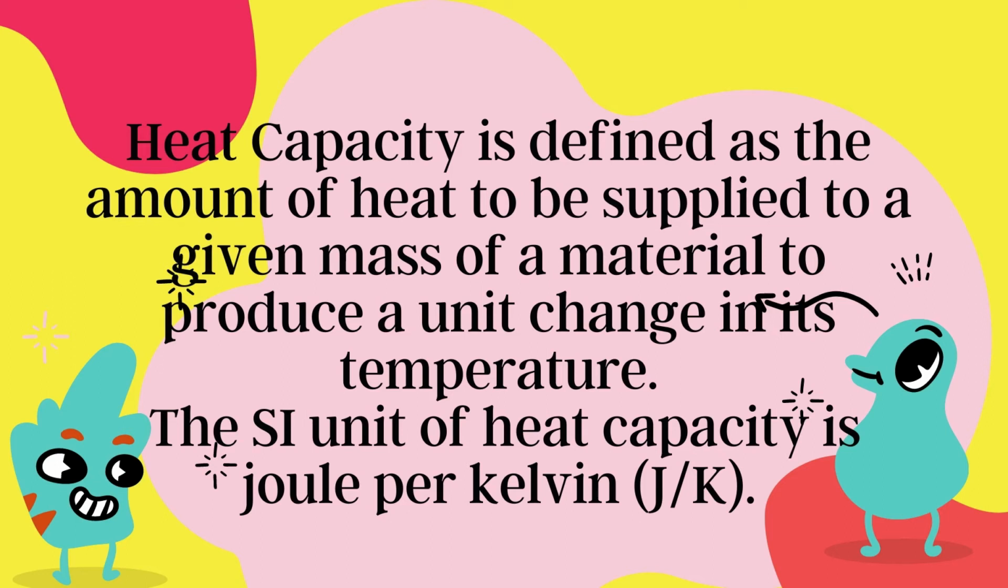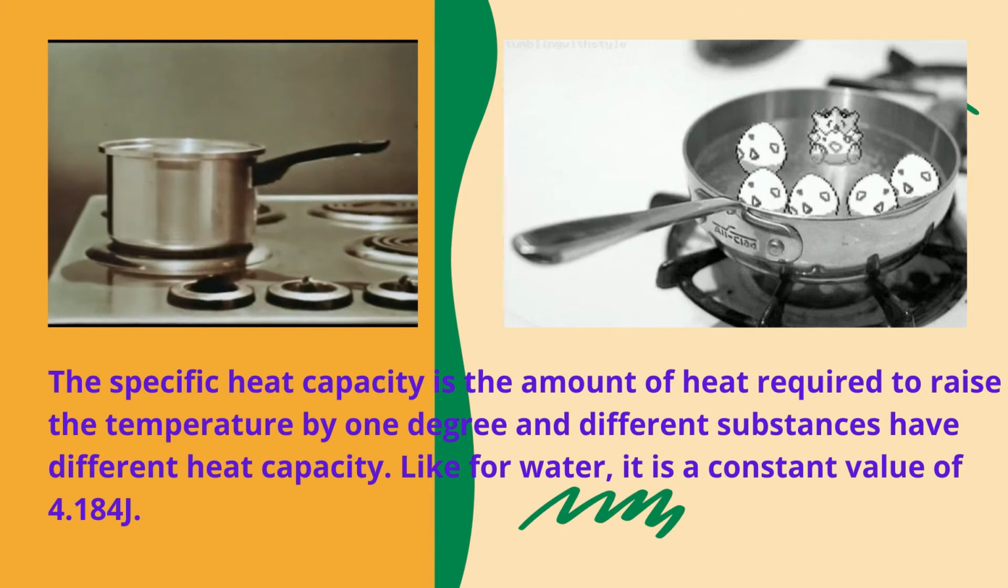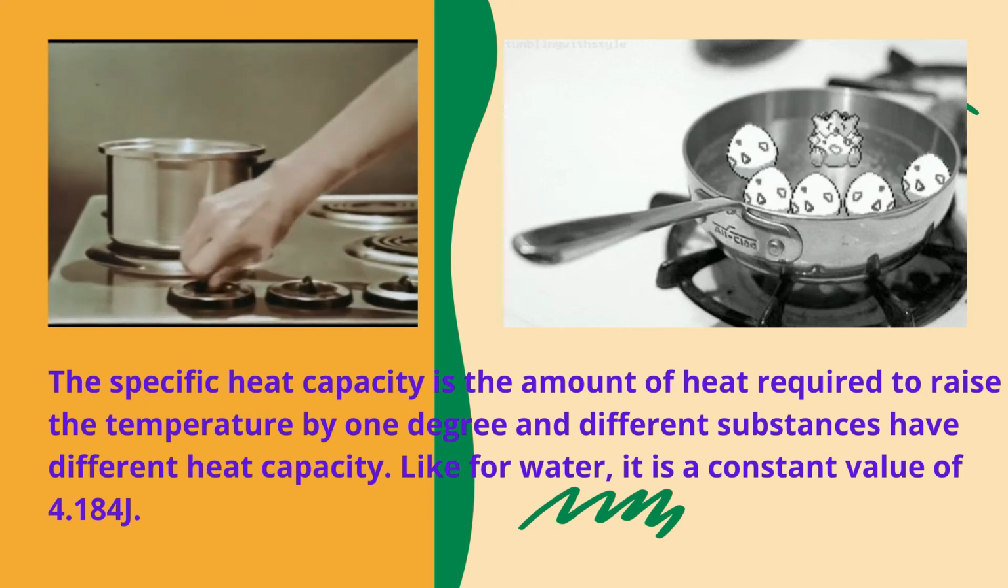Heat capacity is defined as the amount of heat to be supplied to a given mass of a material to produce a unit change in its temperature. The standard unit for heat capacity is joule per Kelvin. On the other hand, the specific heat capacity is the amount of heat required to raise the temperature by 1 degree, and different substances have different specific heat capacities. For water, it is a constant value of 4.184 joules.